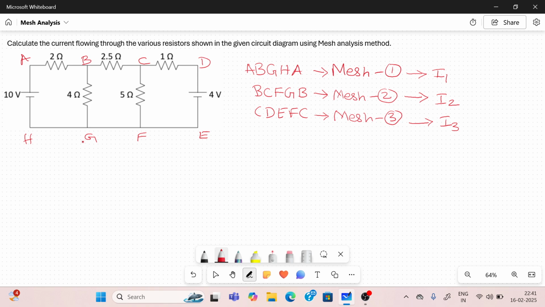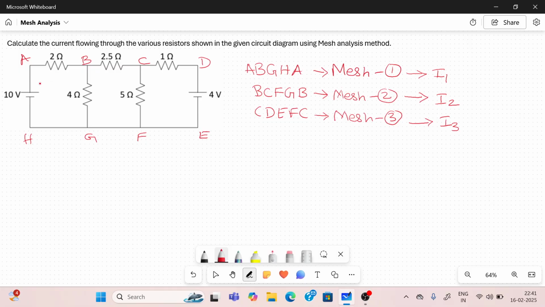We can assume the current direction to be either clockwise or anti-clockwise. I recommend you assume the current direction as clockwise. Even if the current actually flows anti-clockwise, initially we may not know which direction the actual current is flowing. So always assume all the mesh currents are in clockwise directions.